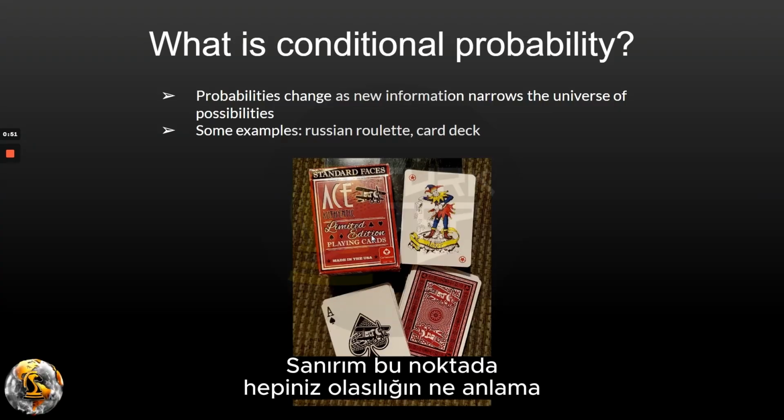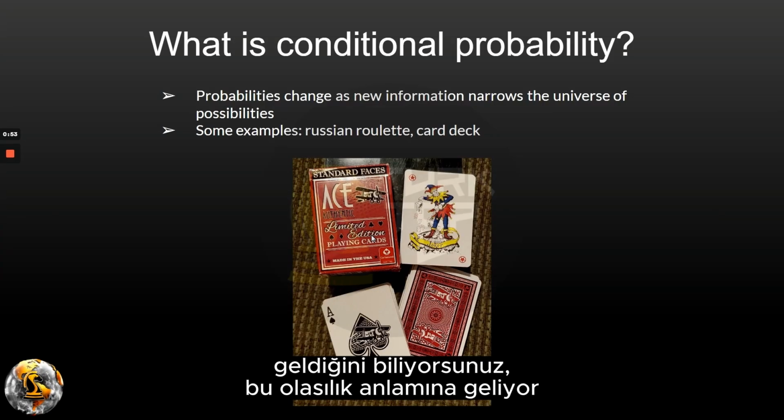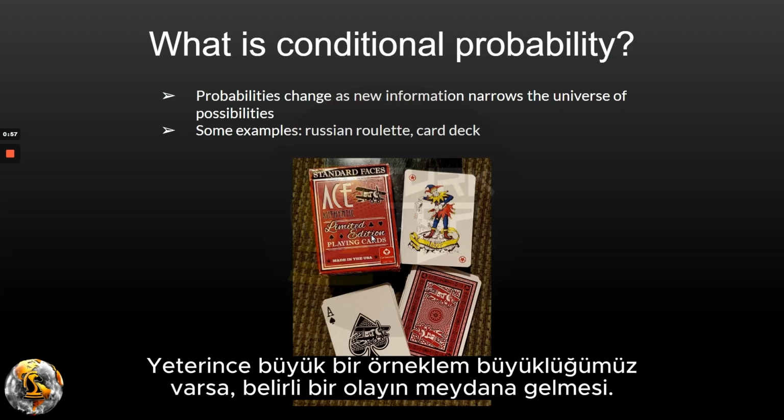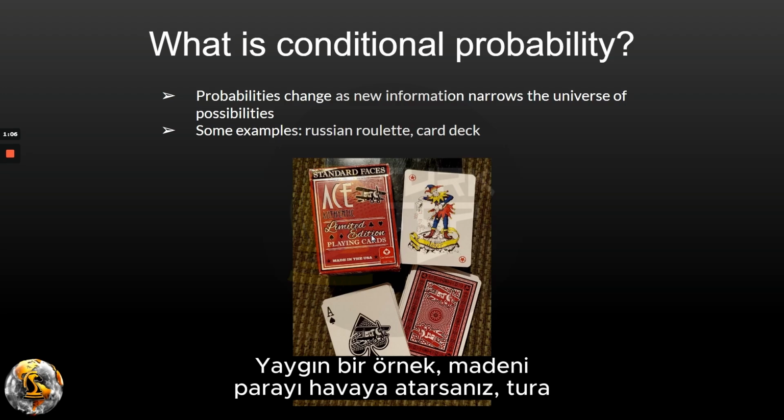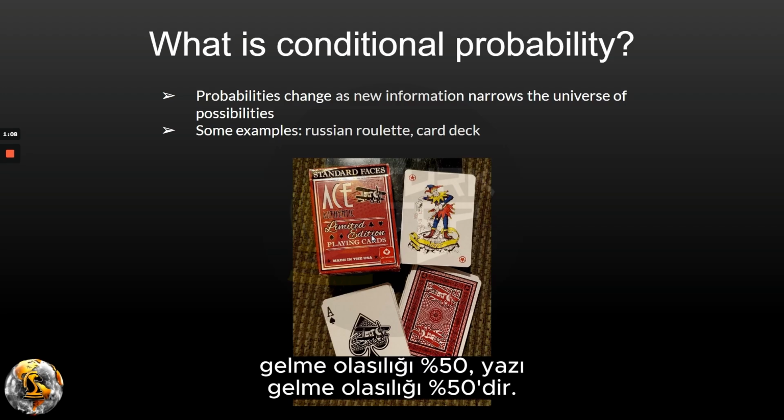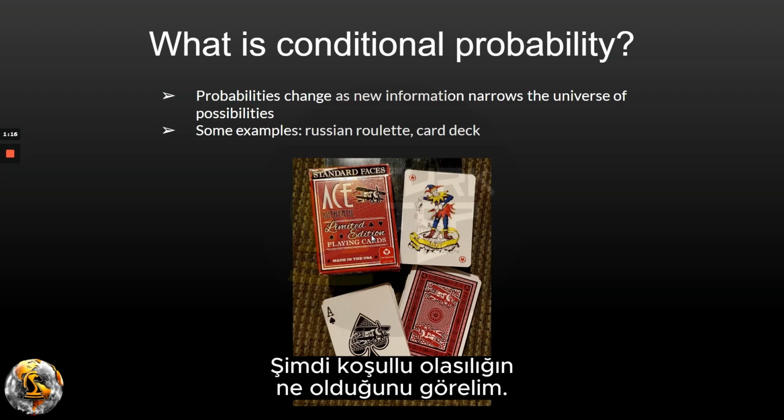I assume at this point you guys all know what probability means. It means the likelihood of a certain event happening if we had a large enough sample size. One common example is if you flip a coin, the probability of it being heads is 50%, the probability of it being tails is 50%. So let's see what conditional probability is.